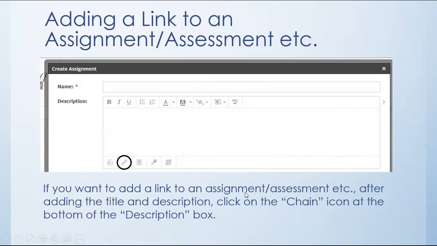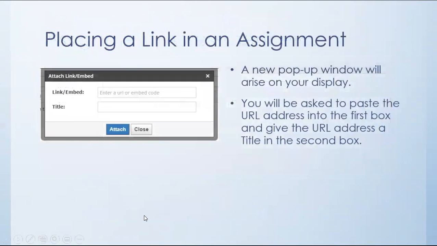If you want to add a link to this assignment, assessment, and so on, after adding the title and description, click on the chain icon at the bottom of the description box. A new pop-up window will arise in your display. You will be asked to paste the URL address into the first box up here, where it says enter a URL or embed code. And then you'll be asked to add the title that you want this link to be known by.